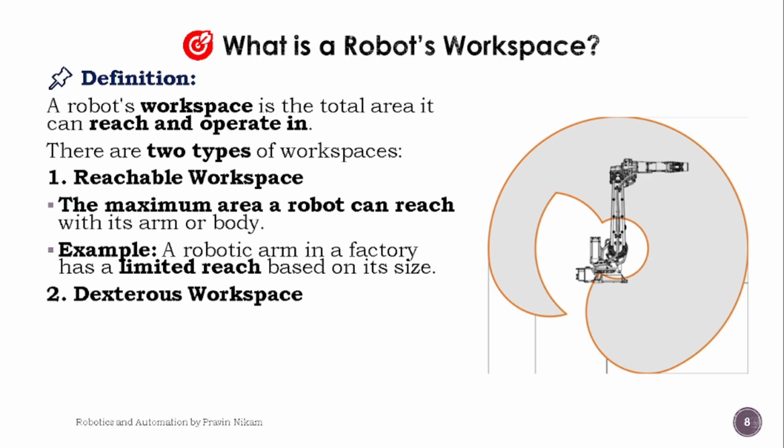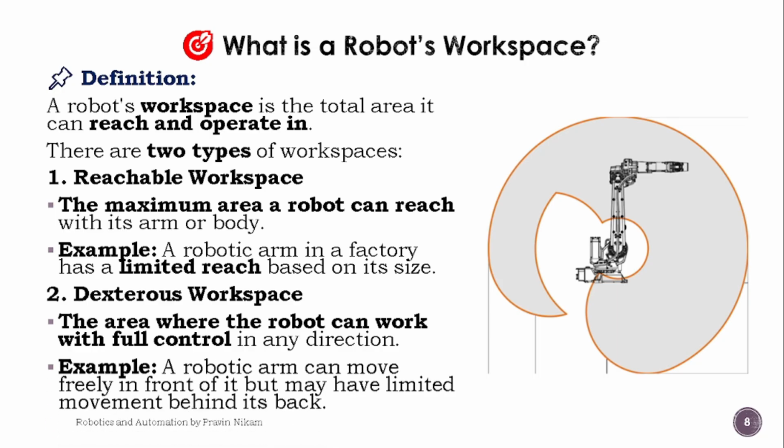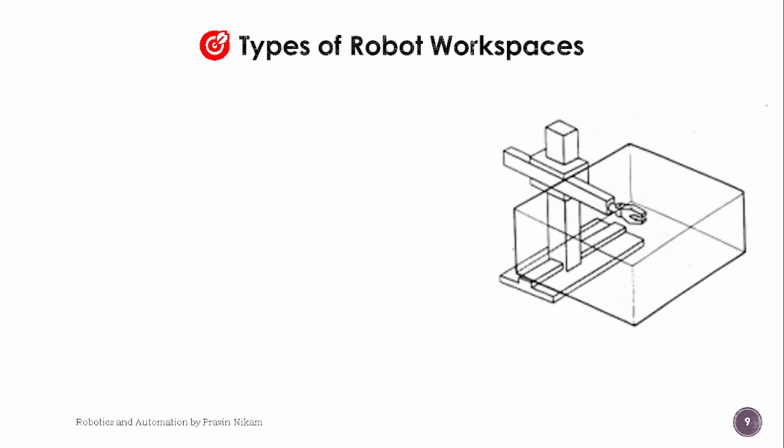Second is a dexterous workspace. That is the area where the robot can work with full control in any direction. It's called the dexterous workspace. For example, the robotic arm can move freely in front of it but may have limited movement behind its back. Types of robot workspaces.